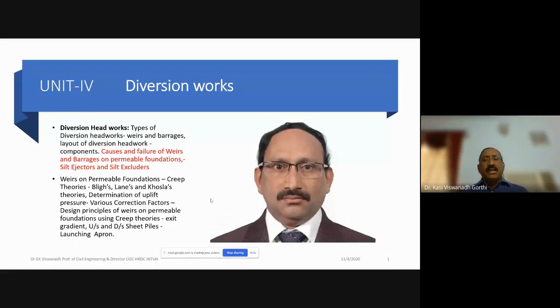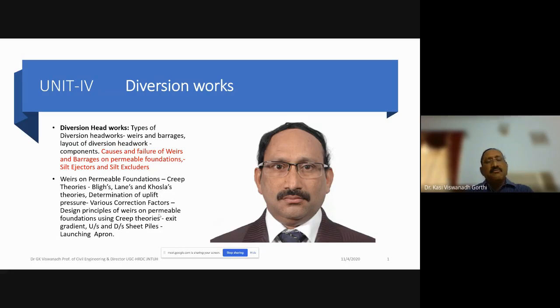Welcome to Water Resources Engineering 2, the fourth unit on the diversion works. We have already seen in the last class what a diversion work is, what the various types of diversion works are, what the various components are, and what the layout of this entire diversion headwork is. And the functions of each component we have seen in the previous class.